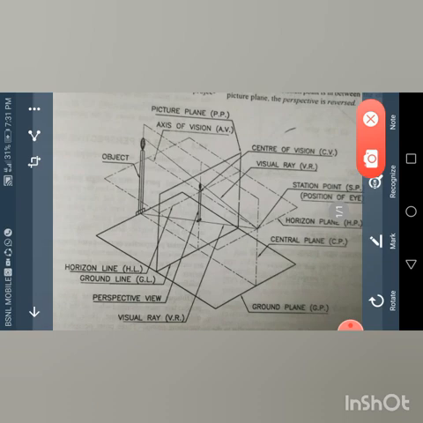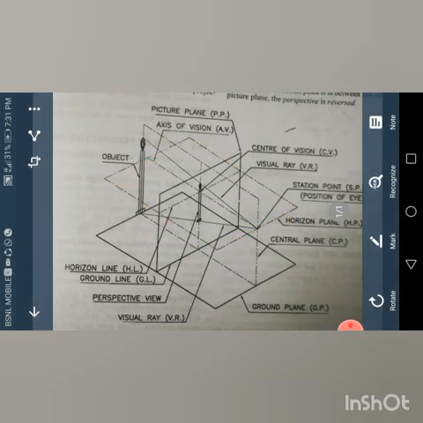Horizon plane is a plane parallel to the ground plane and it is passing through the observer's eye. So this is the horizon plane. This is the horizon plane. It passes through the observer's eye and it is parallel to the ground plane.